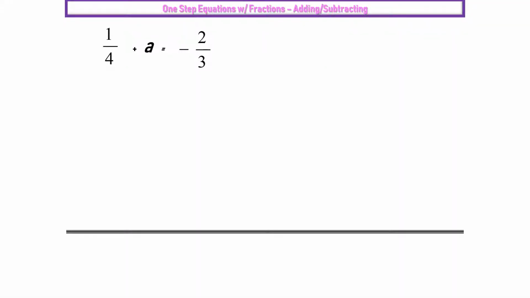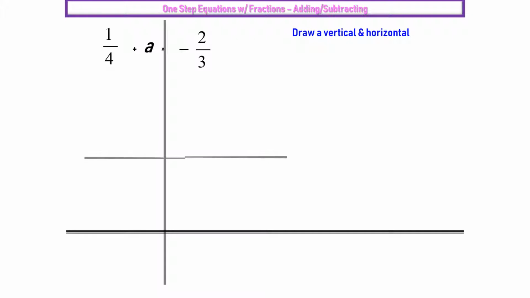Hi, this is Mr. Hood, and we're going to solve a one-step equation by adding or subtracting fractions. First things first, let's put a vertical line through the equal sign and a horizontal line underneath. Now, to solve an equation, we want to get the variable a by itself. And in order to do that, we have to get rid of that positive 1/4.